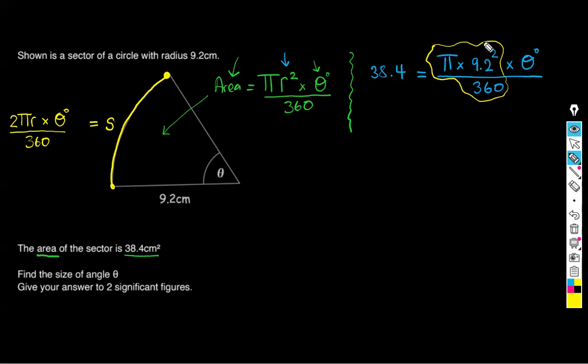Anybody wants to work out this yellow part for me? Work out pi multiplied by 9.2 squared. Please don't forget to press the squared button and divide it by 360. And you can round off your answer to 2 decimal places.